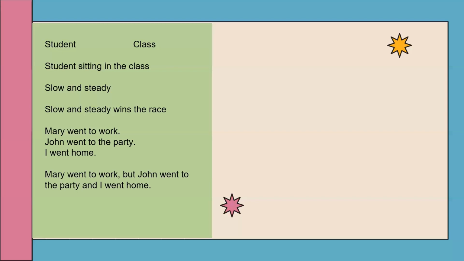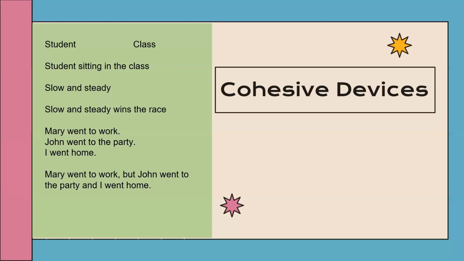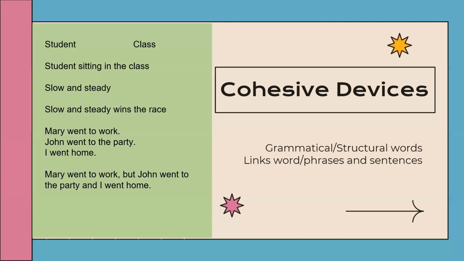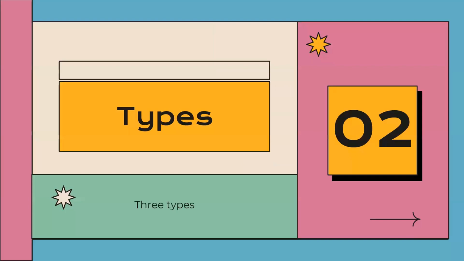The use of the structural or the grammatical words, as they're called, is itself called cohesive devices. Therefore we can say that cohesive devices are grammatical or structural words, and they help to link words, as we have seen in the first example, and they also help to link phrases, as we have seen in the second example. And in the third example, I have used the structural words in order to link the sentences.